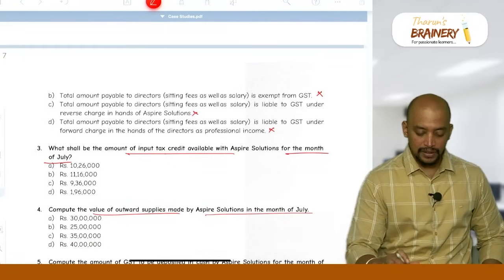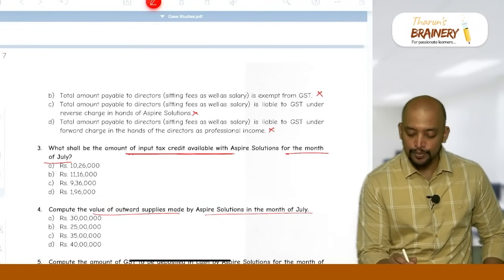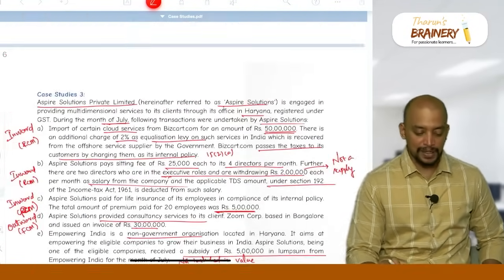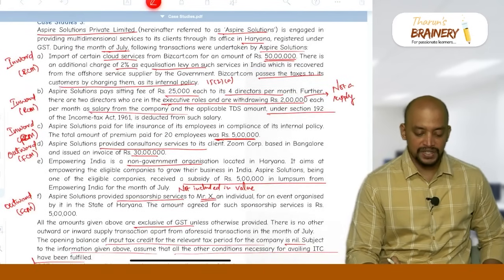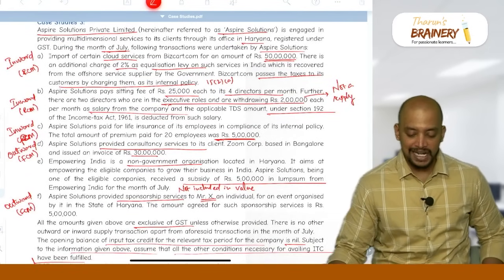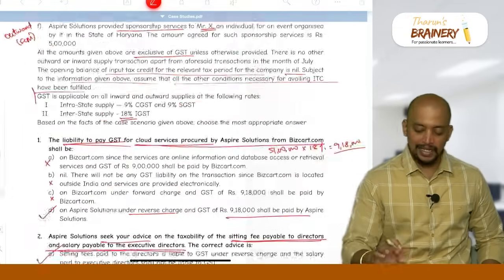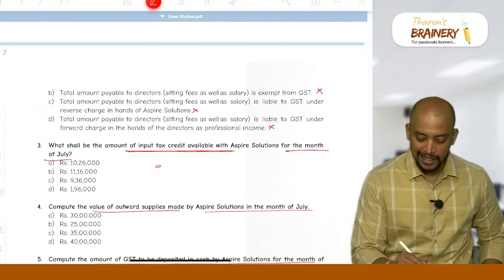Then next one, third question, what shall be the amount of input tax credit available with as per solutions? First you see inward supplies. What are all the inward supplies? First one is an inward supply on which they can take ITC. How much is the ITC? 50 lakhs plus 2% into 18%, 9,18,000.